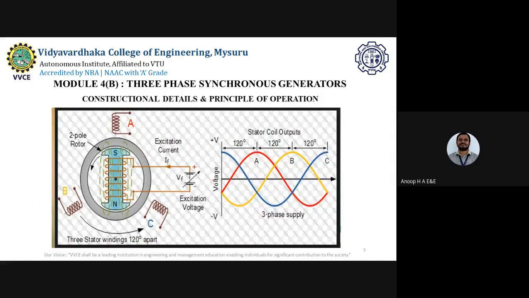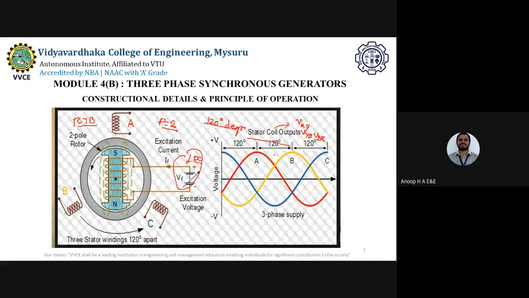Now looking at this figure, I have three phases, that is R, Y and B. This is a two pole rotor, so the number of poles is equal to 2, and the field winding is excited by the DC supply. These windings are generally displaced by 120 degrees. These are the stator coil outputs, the voltages VR, Vy and Vb. If I want to write them as line voltages, they are Vry, Vyb and Vbr.